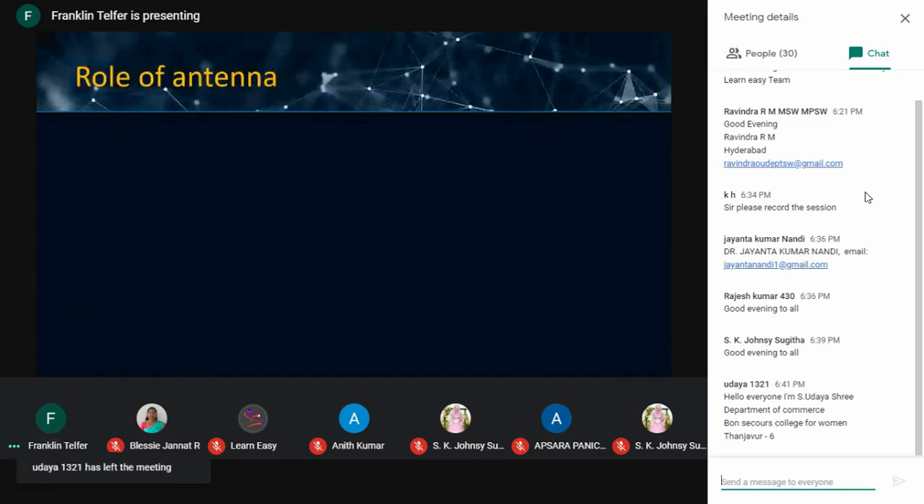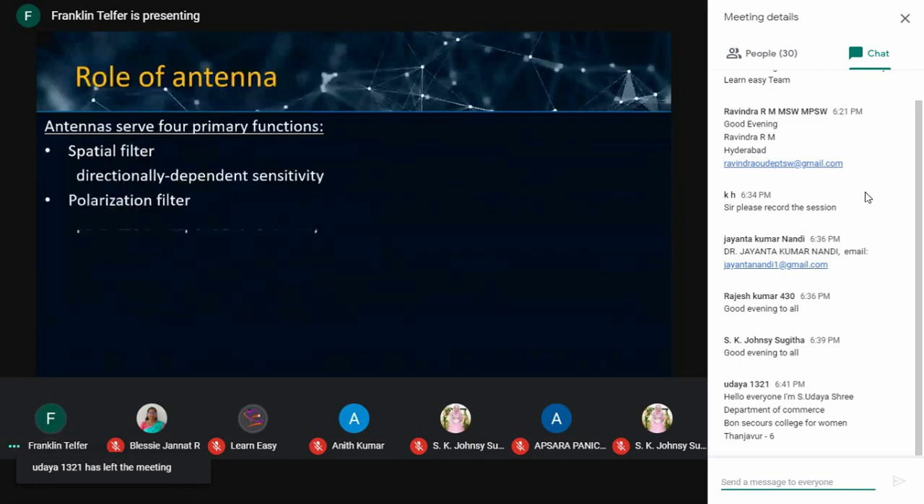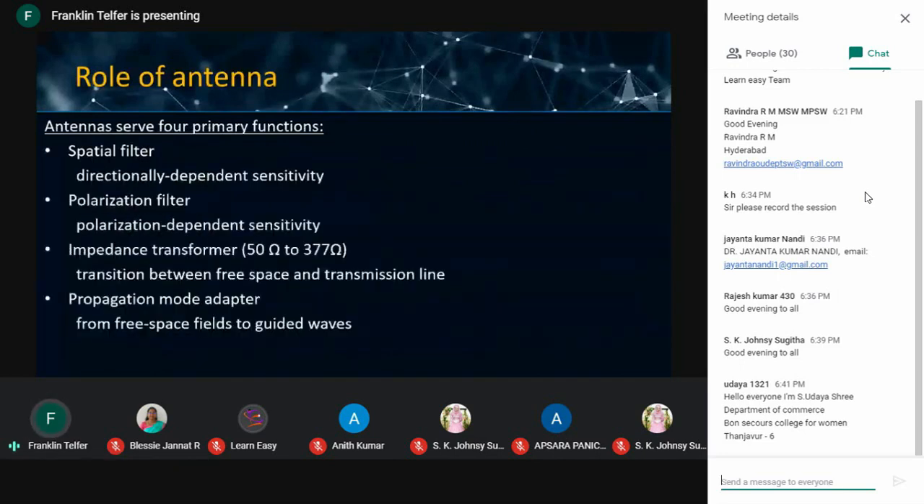Role of antennas. What is the antenna mainly doing? The first one is spatial filter. It is a concept of directionally dependent sensitivity. It is directional and spatially 3D, so it acts as a filter. Next one is the polarization filter. We have linear, elliptical kinds of polarizations, and these depend on some sensitivity value. So here also the antenna serves as a filter.